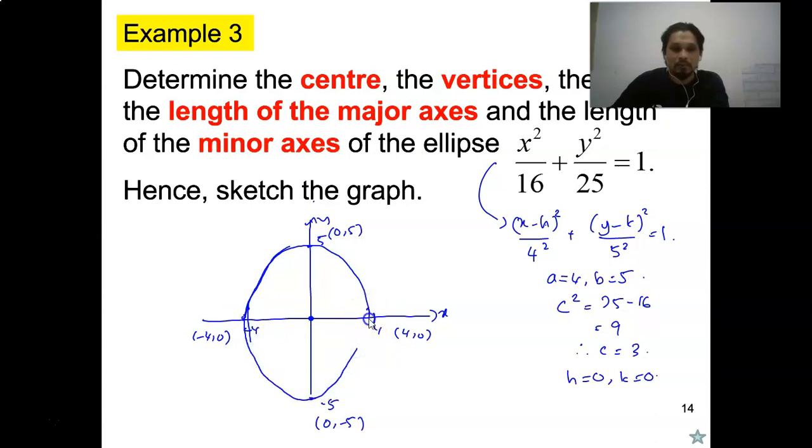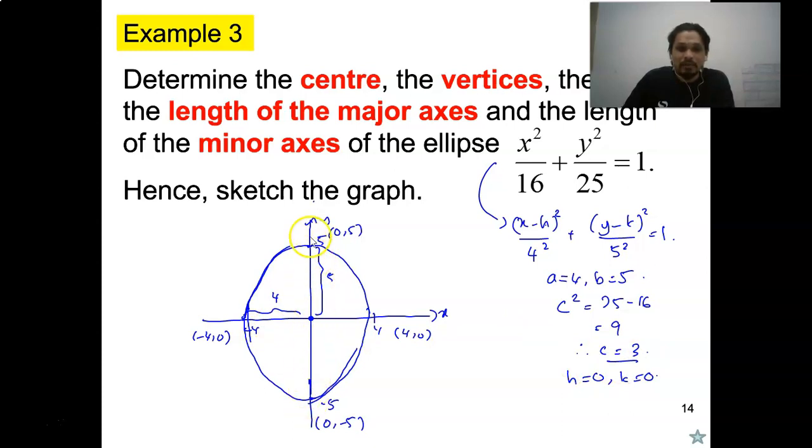Okay, might be not very proper. You may sketch it nicely. The distance of this is 5, and the distance for here is 4. So 5 is greater than 4. And then the c is 3, meaning that here the focus is always on the major.